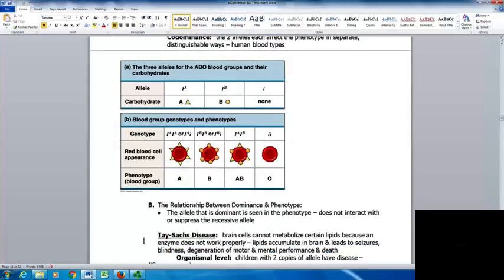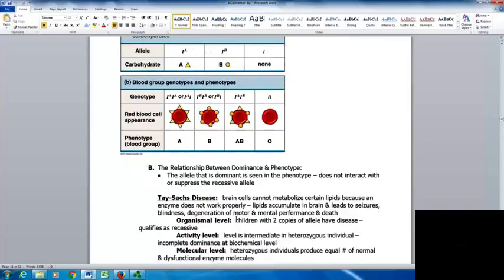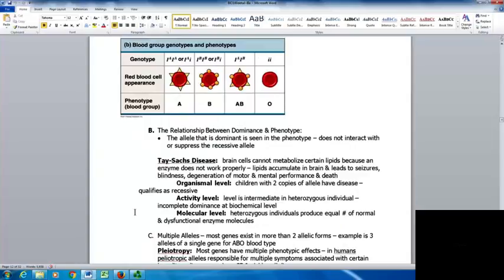When we have dominant alleles, they are seen in the phenotype. It does not interact or suppress the recessive allele here. We look at Tay-Sachs disease. Here, brain cells cannot metabolize certain lipids because an enzyme doesn't work properly. This allows the lipids to accumulate, leads to brain seizures, other neurological degeneration, and eventually death. When we look at the organism, a child with 2 copies of the allele will have the disease. It qualifies as recessive.